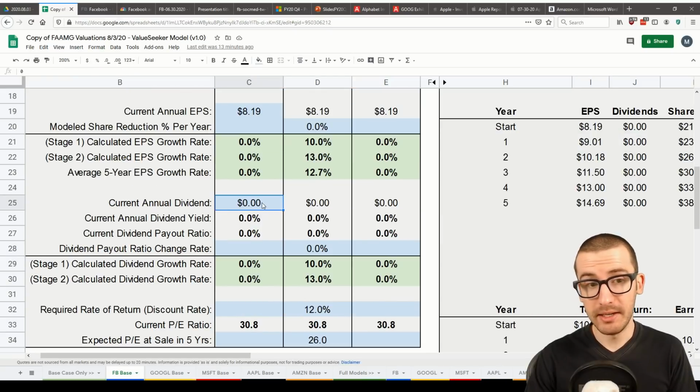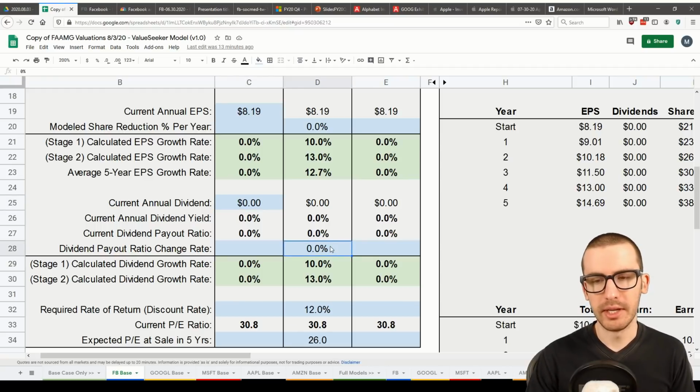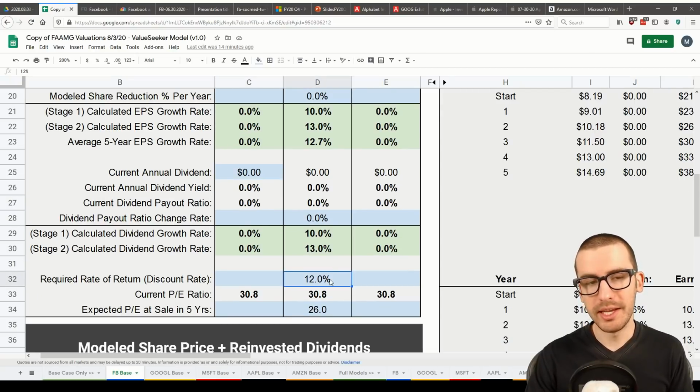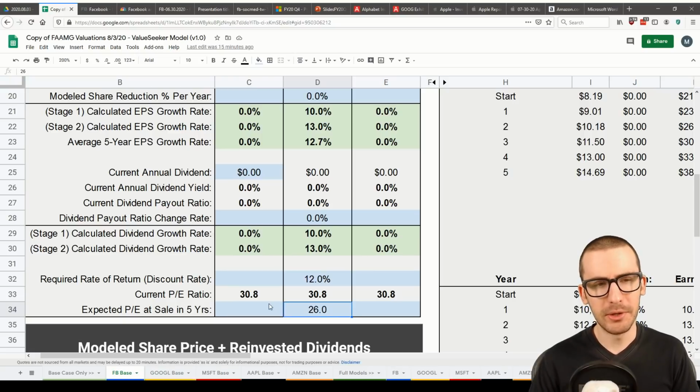If the stock pays a dividend, you'd input the annual dividend here, and if there's any expected changes to the payout ratio over time, you'd also input that as well. In this case, Facebook does not pay a dividend, so we're setting this just at 0. For this model, we're targeting a 12% rate of return, and this can be different based on your return expectations or what rate of return you're targeting. So in your models, you can change this to whatever you like, but just keep in mind that having a higher required rate of return means you'll need to buy at a lower price, and vice versa. And finally, the last input is the expected price to earnings ratio at the end of the modeling period. In this case, we're modeling Facebook will end at a 26 price to earnings ratio.